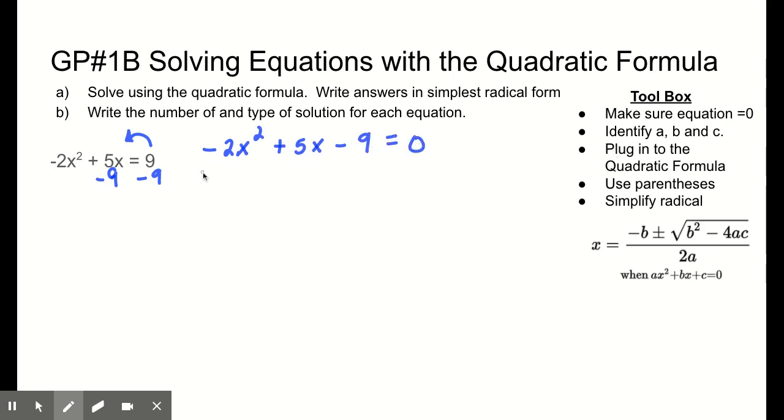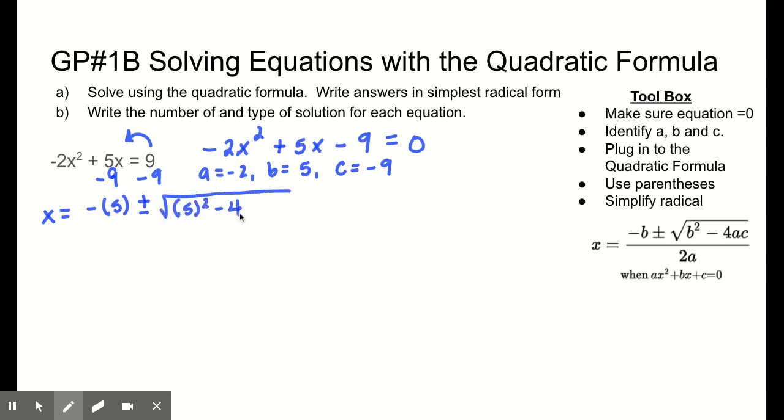From here, we want to identify the a, b, and c. So a is equal to negative 2, b is equal to 5, and c is equal to negative 9. We're now going to take those and plug them into the quadratic formula and use our parentheses. So x is equal to negative 5 plus or minus the square root of 5 squared minus 4 times negative 2 times negative 9, all divided by 2 times negative 2. Be careful with that negative. Again, this is where people will also make mistakes, so you want to be really careful with those negatives.